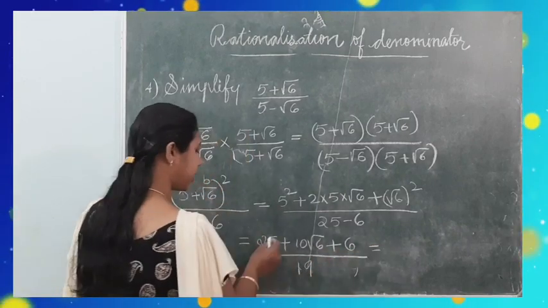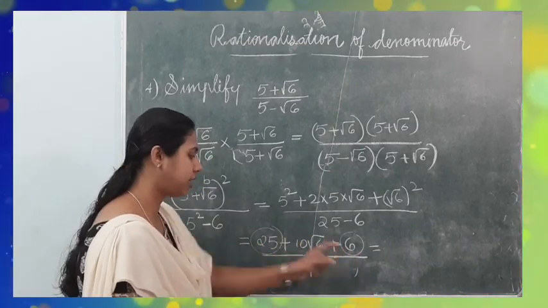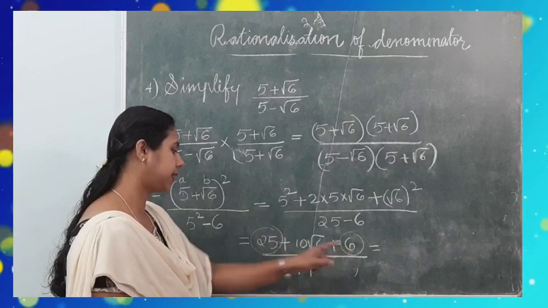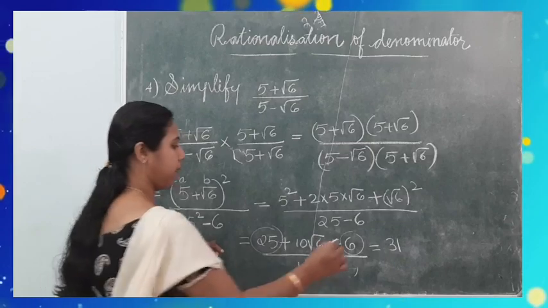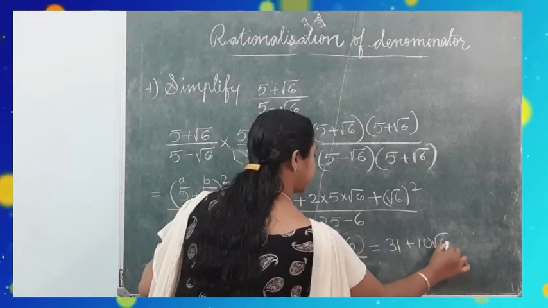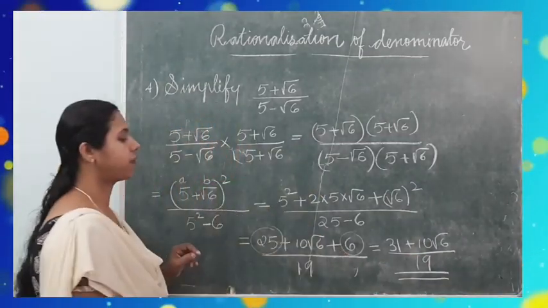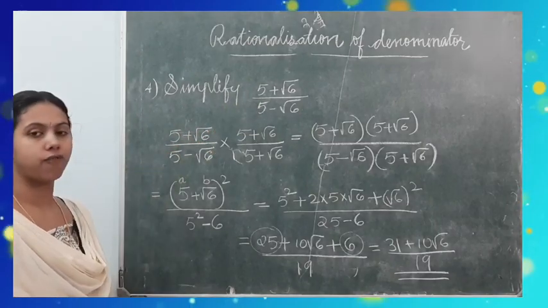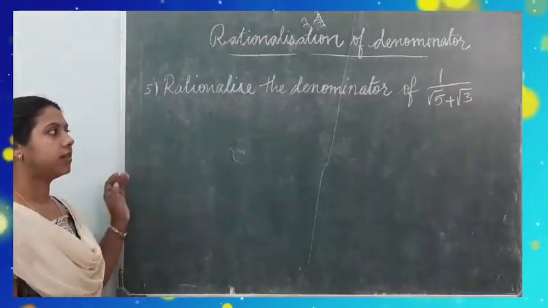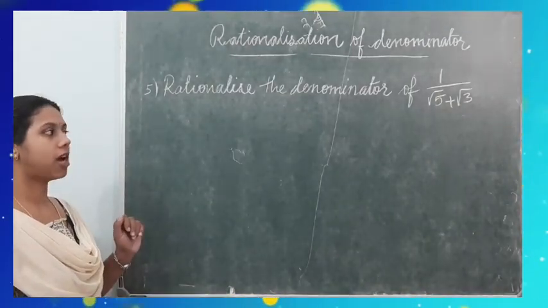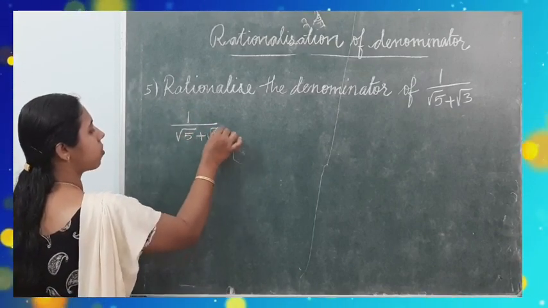Which is equal to, now you can add the rational numbers. Here 25 and 6 are rational numbers. You can add these two rational numbers. 25 plus 6 equal to 31 plus 10 root 6 divided by 19. So this is the simplest form of 5 plus root 6 by 5 minus root 6. We rationalize the denominator. The next question is, rationalize the denominator of 1 by root 5 plus root 3.